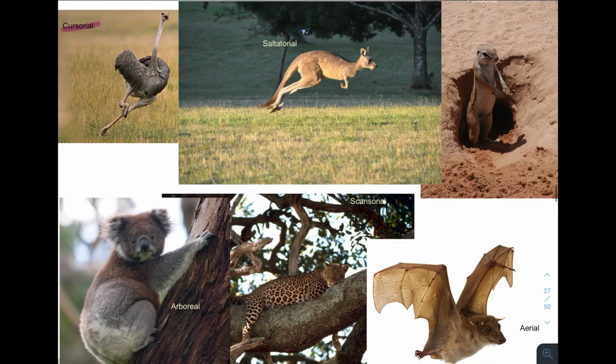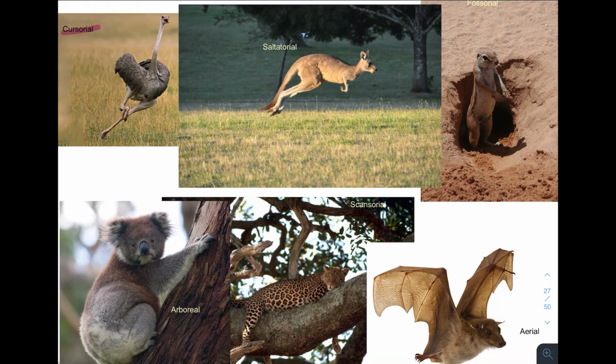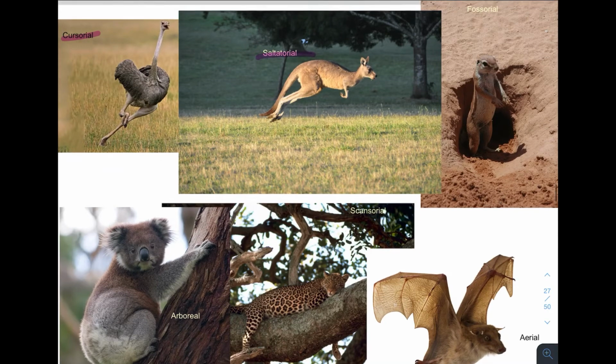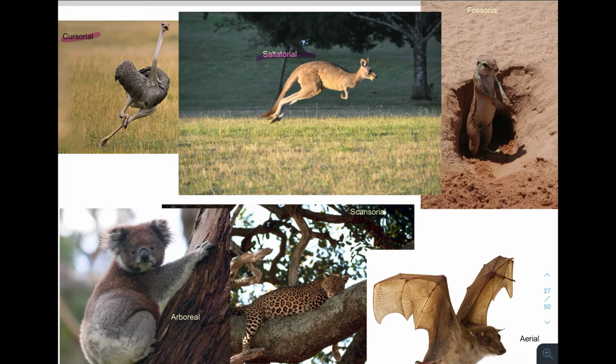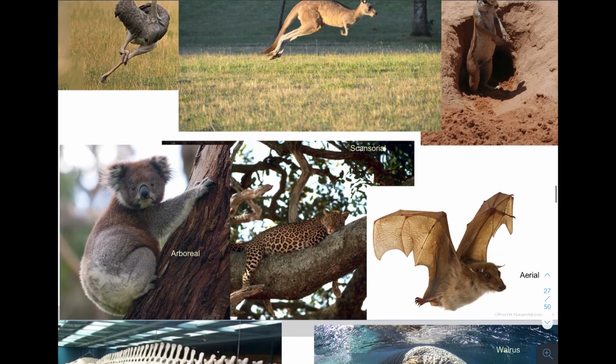Some organisms prefer to jump around, and that's known as saltatorial. And so your kangaroo is an example of a saltatorial organism. Some organisms are able to dig and burrow and go into the earth, and we use the term fossorial for that. And just like the word fossil means under the ground, the term fossorial means under the ground as well. So think about a mole, for example, being fossorial.